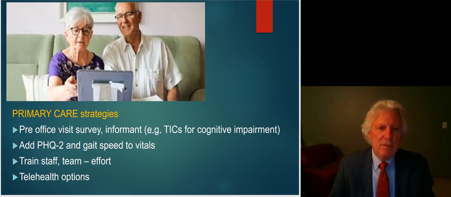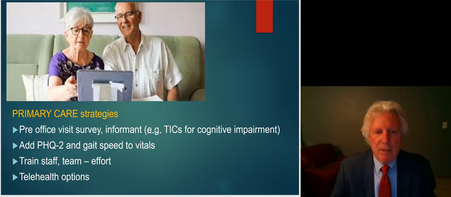So in terms of looking at primary care strategies for geriatric assessment, there are different approaches. Some advocate a pre-office visit survey. If you contact the informant, there's a so-called TICS for cognitive impairment. That's the telephone cognitive impairment test, where you ask the informant, is their spouse having any problems with memory? And if it's a positive screen, that might prompt some further testing.